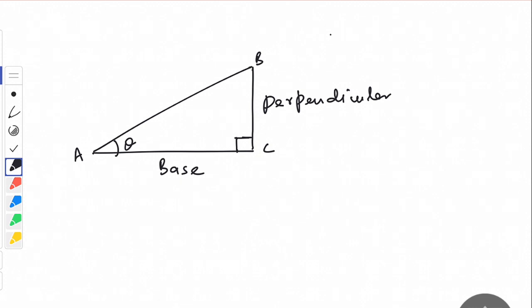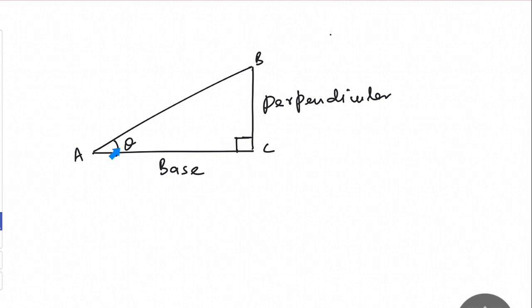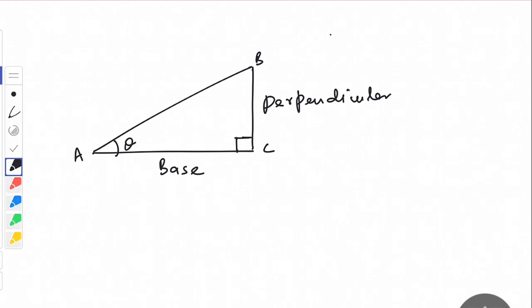Once again, there are two sides between which the angle is 90 degrees. There is one side which is touching the angle that we are talking about, and the other side which is opposite to the angle. The opposite is called the perpendicular, and the side which is touching is called the base. And finally, the third side is given a name, called the hypotenuse.